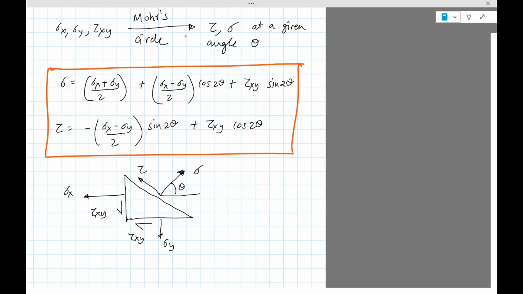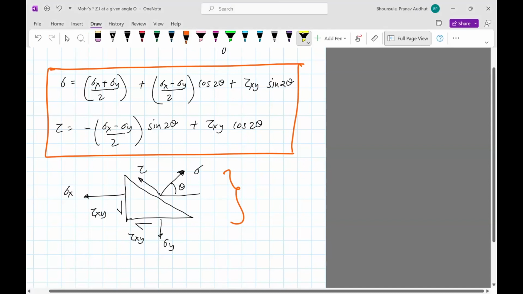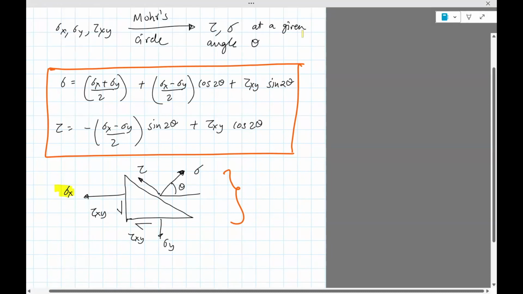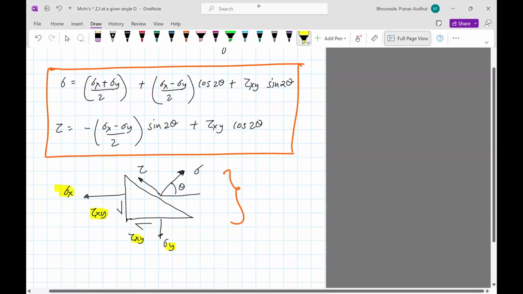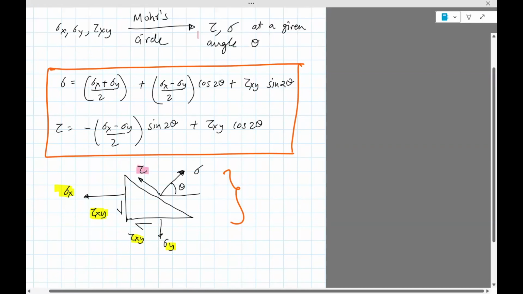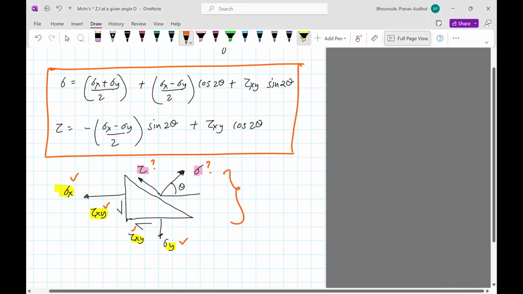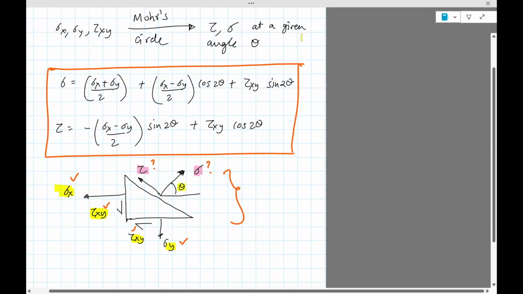Okay, so when you think of the Mohr's circle, always think of this figure. You're given sigma x, or you know something about sigma x, sigma y, tau xy, tau yx, which is the same as tau xy, and you are told to compute sigma and tau. Given. And of course, you're also told something about the angle.